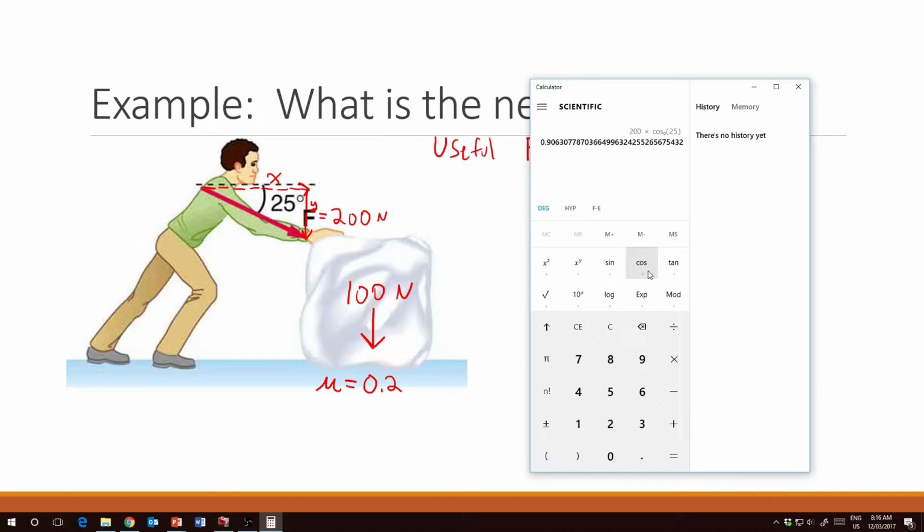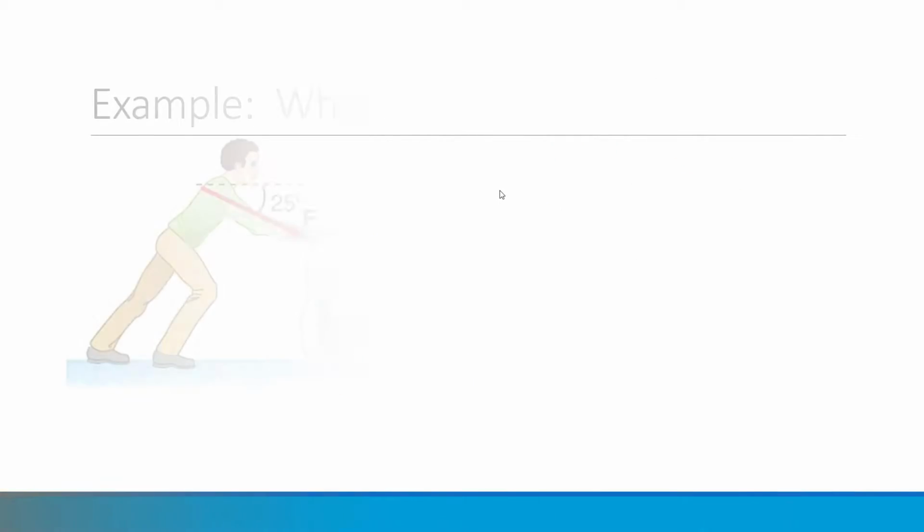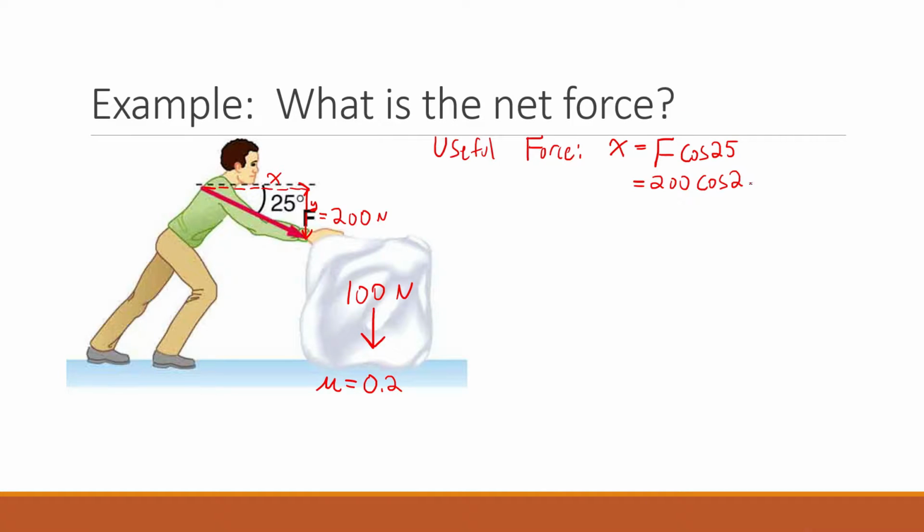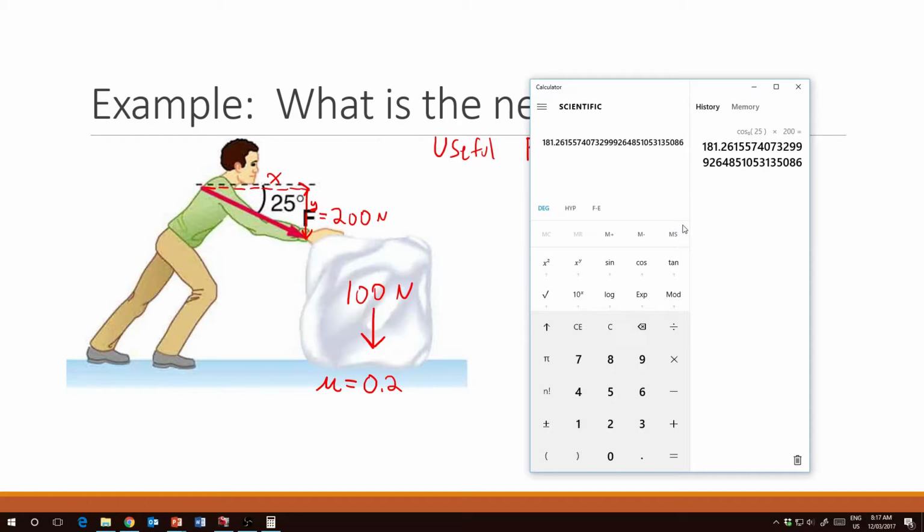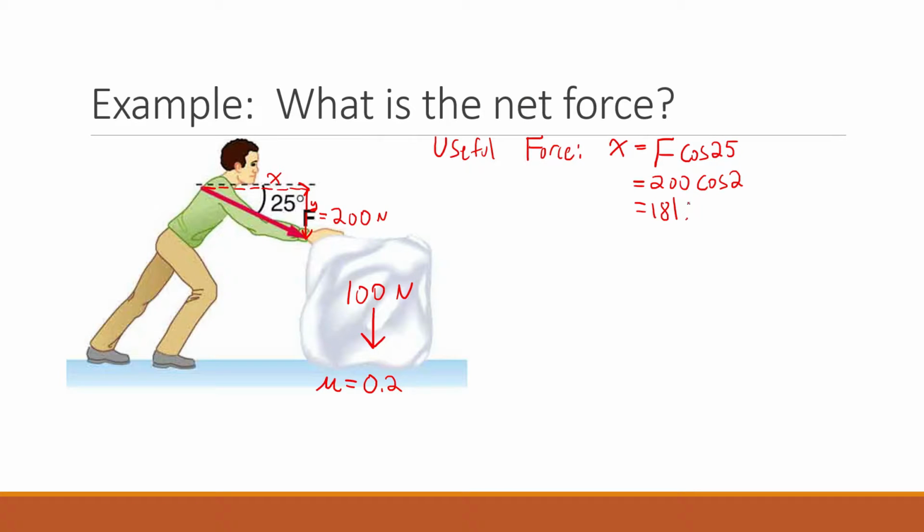Find the right mode. Oh, wait, I think I messed that up. 25 cosine. Clear all. 25 cosine times 200. Yeah, so 181 newtons. Oops. So the useful component is 181.3 newtons. Okay. So that's my useful force.